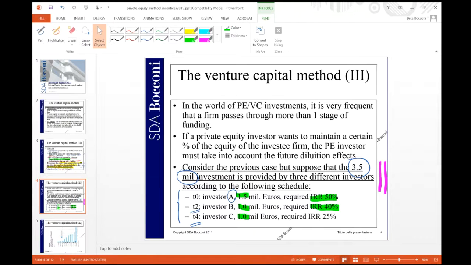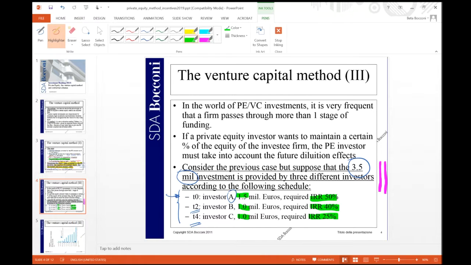But on top of this, when I start fundraising in the first round, I will also tell investor A, listen, investor A, if everything goes well, after 4 years from now, I will go again to the market for a round C financing for an additional 1 million euros, and you can assume that investor C will require an internal rate of return of 25%. So, at the end of the day, again, the story is the same. If you enter after 4 years and the company is pretty successful, at the end of the day, you can assume that this company will be less risky than before.